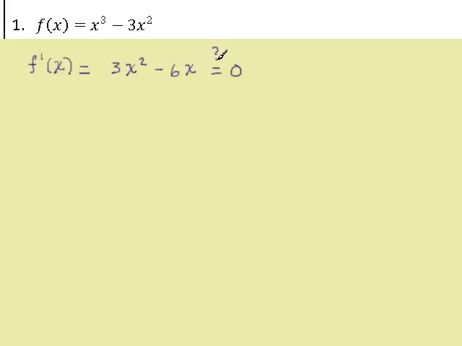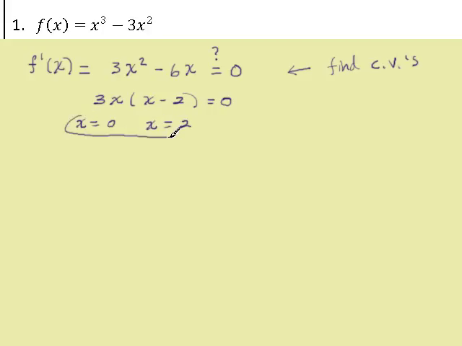Where is it equal to 0 for critical points? So right now we're going to find critical values, CV. All right, so let's just factor out 3x. And we see that we have two critical values at x equals 0 and x equals 2. All right, so those are our critical values.